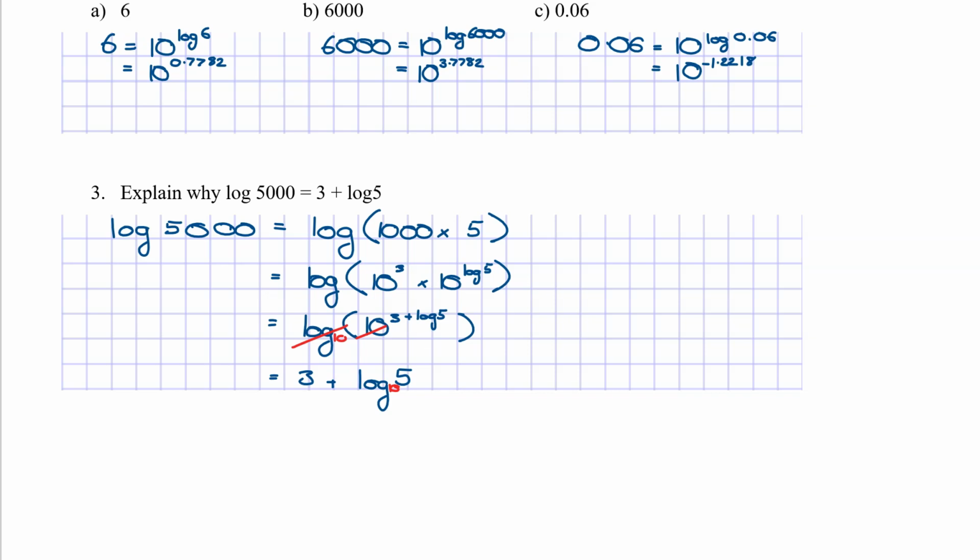So that would be an example of how we could prove that log 5,000 is equal to 3 plus log base 10 of 5. So we'll leave it there for this video, and in the next video we'll jump onwards to section 7, where we look at the rules of logarithms.